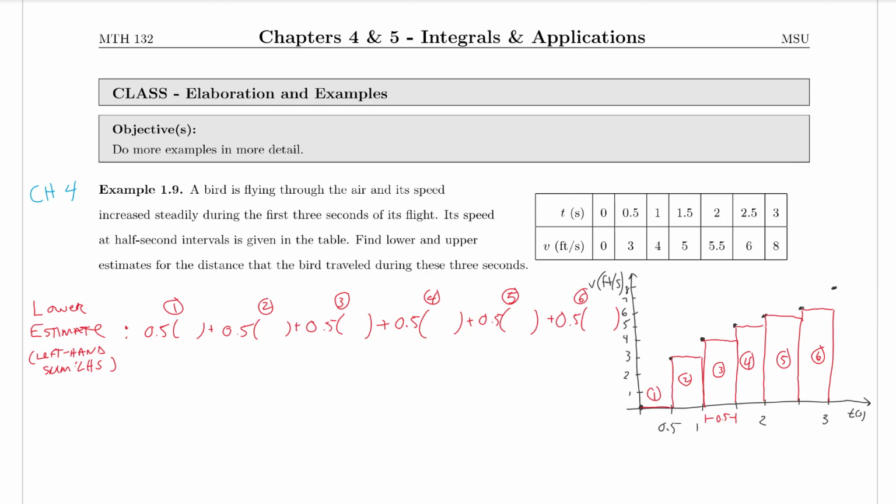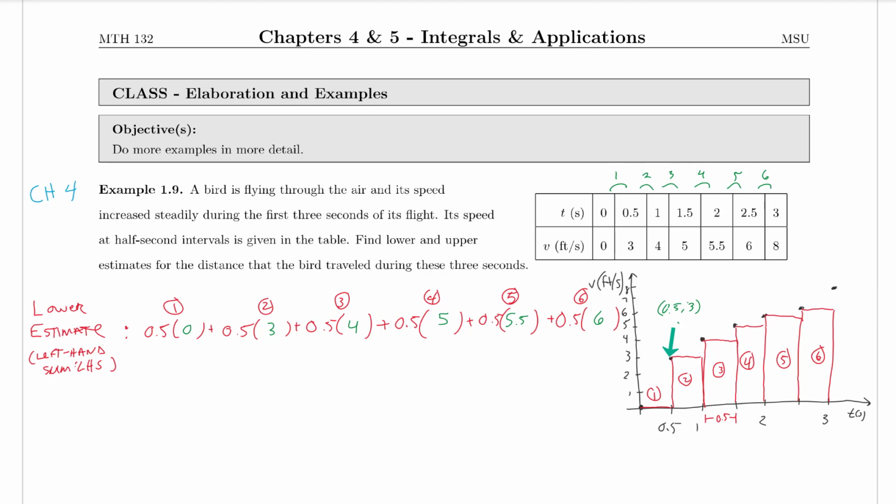And for the first rectangle, our height is 0. For the second rectangle, the height is 3. And that's because the y value of that point is 3. And then for the third rectangle, our y value is 4. And for the fourth rectangle, the y value is 5. For the fifth rectangle, the y value is 5.5. And for the sixth rectangle, the y value is 6. You can also see here that I'm making a decision between the left and the right endpoint for each one of our 6 rectangles, and so I can look at the table to determine these values as well.